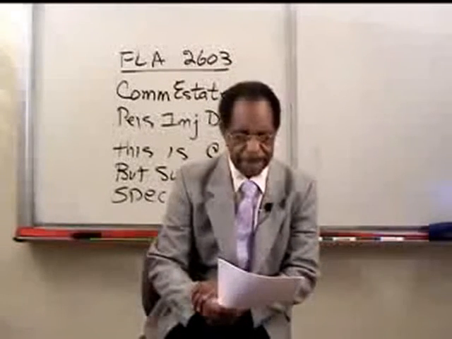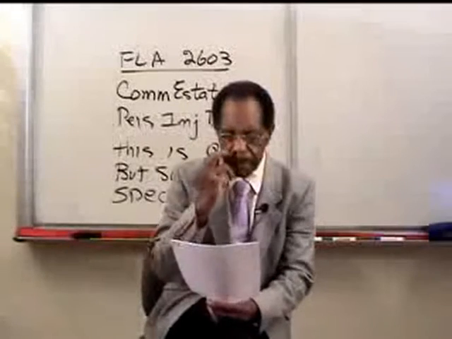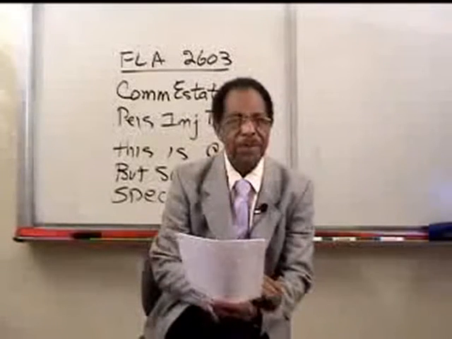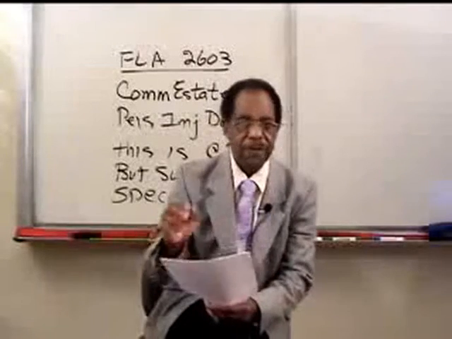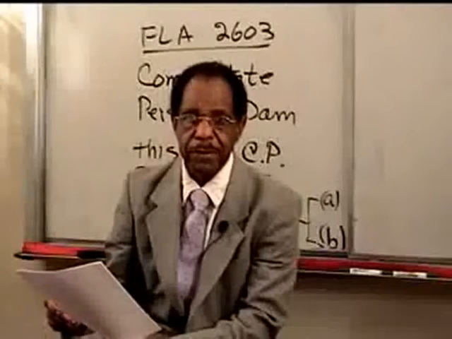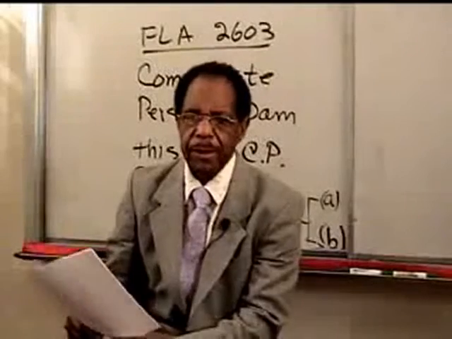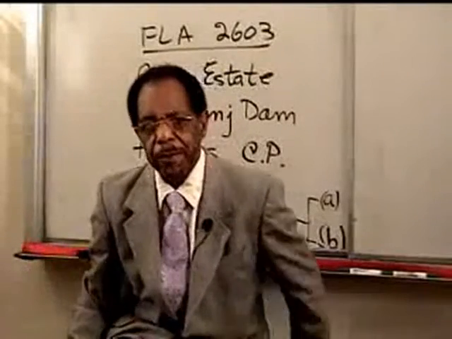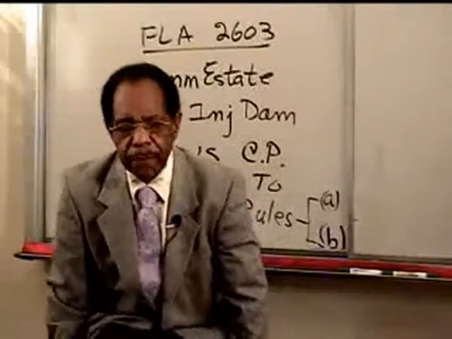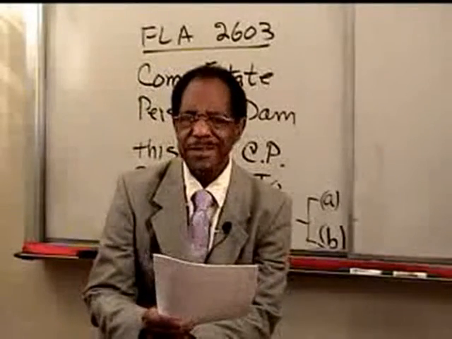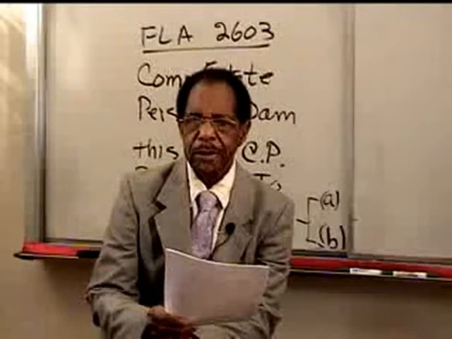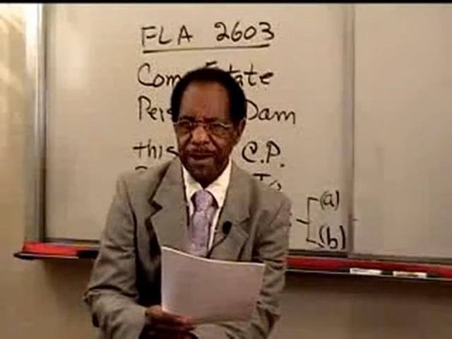Line 9. Herb bought the home for $50,000. Now, whatever fraction of that $50,000 that the community paid for, that's the fraction of the home that they're going to own. Even if the home becomes exceedingly more valuable, the community still owns that fraction.